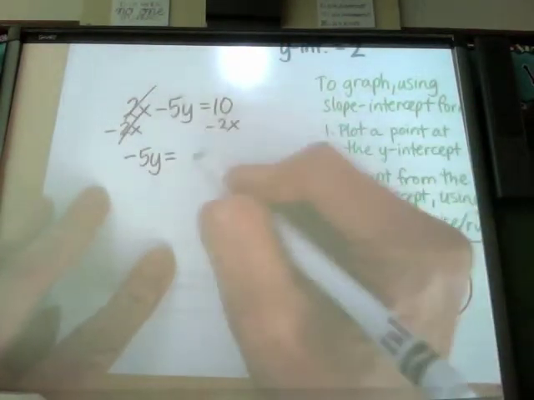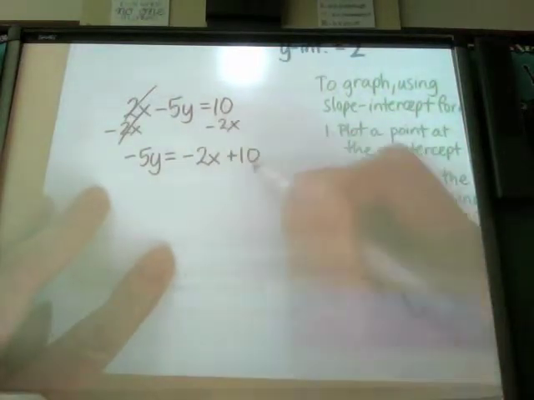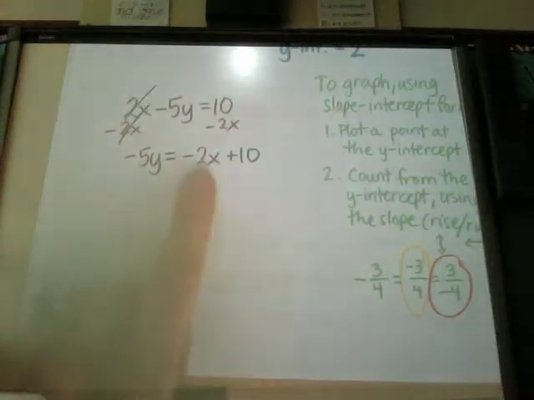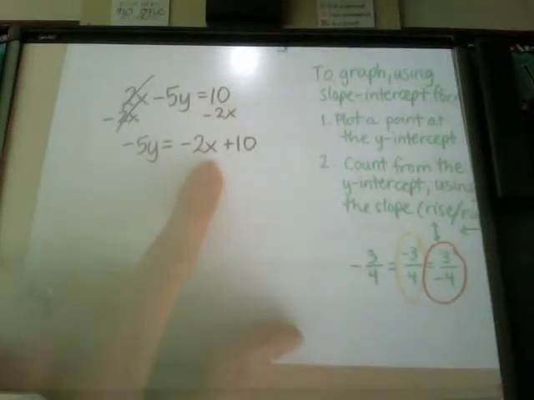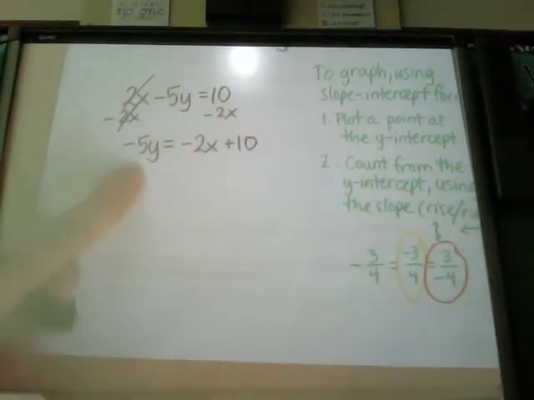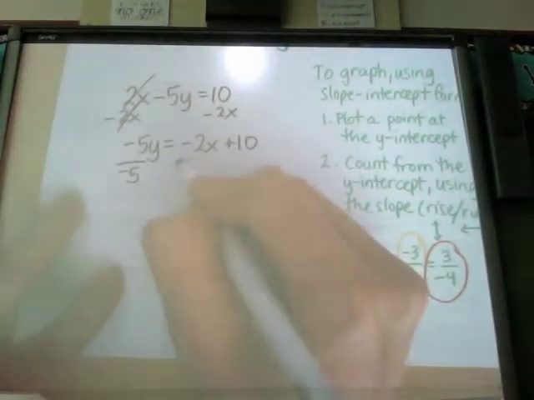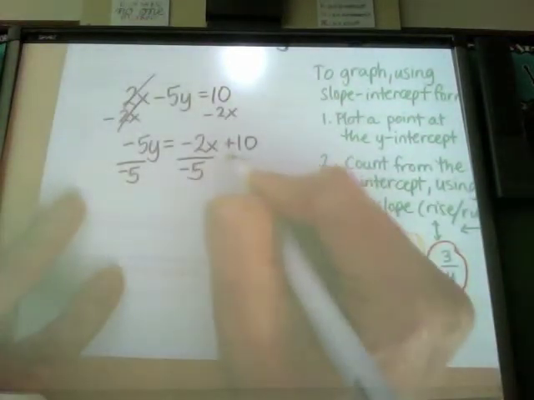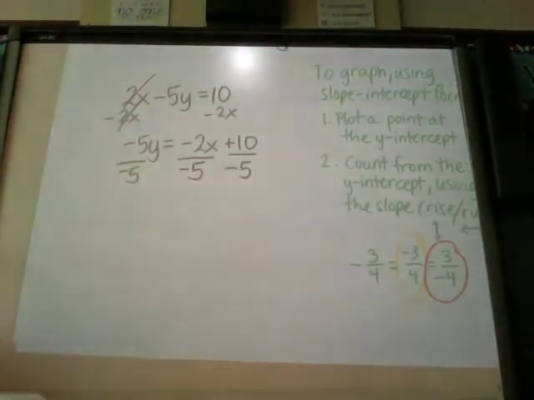Negative 5y equals. Now, I'm going to put my negative 2x first, and then plus or positive 10, because remember in slope-intercept form, often the x comes first. Now, one final thing you have to be careful of here. My final step is to divide by negative 5, and here's where I need you to be careful. We need to divide every piece by negative 5.